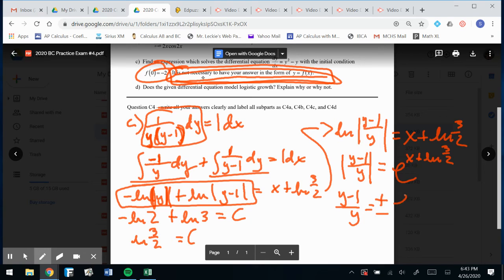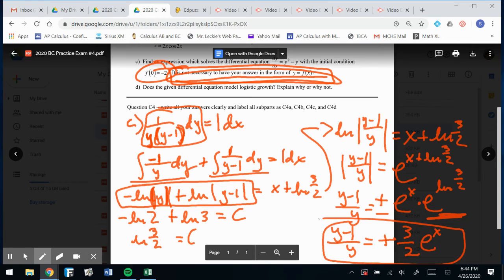And remember, this is just really e to the x times e to the natural log of 3/2. So that'd be y minus 1 over y equals, it's going to be the positive actually, because this piece here is going to be 3/2 e to the x. And then how do I know it's going to be positive? Well, you plug in your initial value. If you put a 0 in here for x, you get 3/2 on that side. If you plug a negative 2 in here, you're going to get a positive 3/2. So that's how I know that would be the answer, okay?